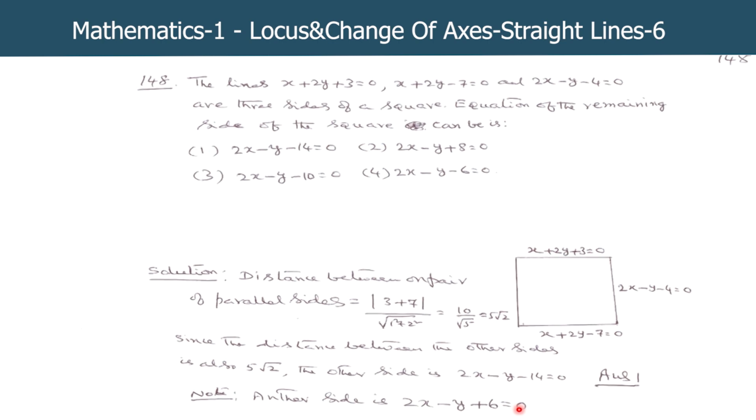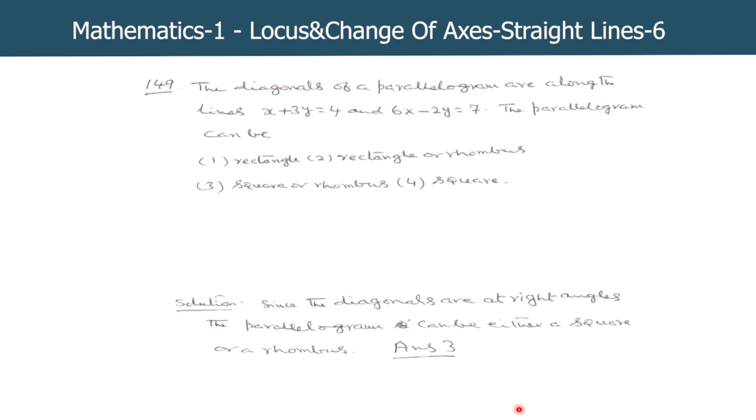Next problem. 149. The diagonals of a parallelogram are along the lines x plus 3y is equal to 4 and 6x minus 2y is equal to 7. The parallelogram can be a rectangle, rhombus, square, or rhombus or square.